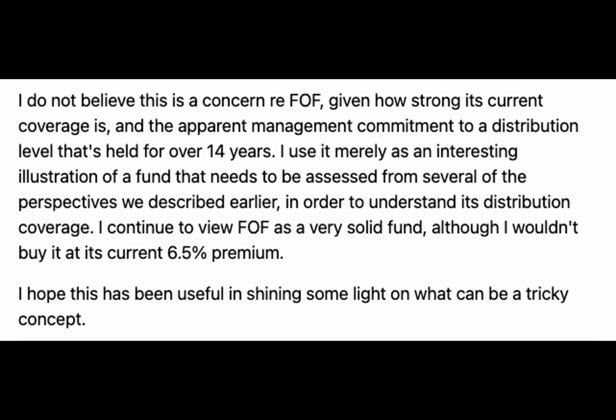I use it merely as an interesting illustration of a fund that needs to be assessed from several of the perspectives we described earlier in order to understand its distribution coverage. I continue to view FOF as a very solid fund, although I wouldn't buy it at its current 6.5% premium. I hope this has been useful in shining some light on what can be a tricky concept.